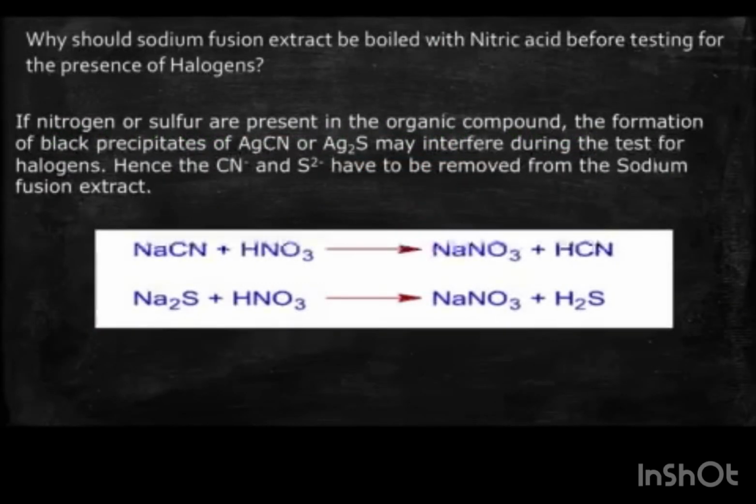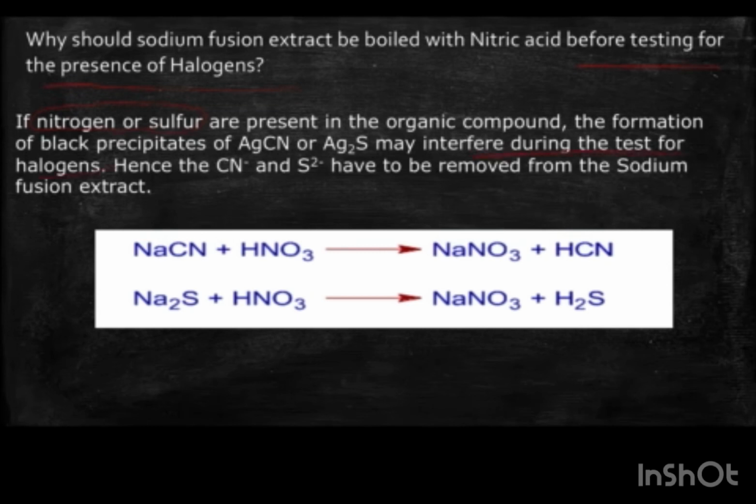Now, a very important question arises: why is it important to boil the sodium fusion extract with nitric acid before testing for the presence of halogens in the organic compound? The answer to the question is very simple. It is important because if you have nitrogen or sulfur or maybe nitrogen and sulfur in the organic compound already, they will interfere with the test for halogens.